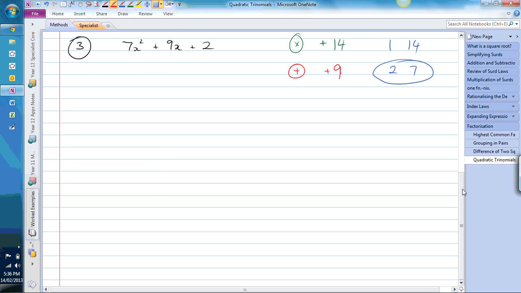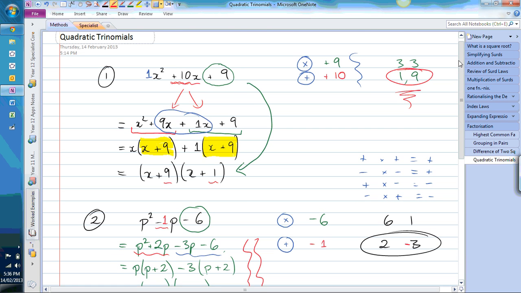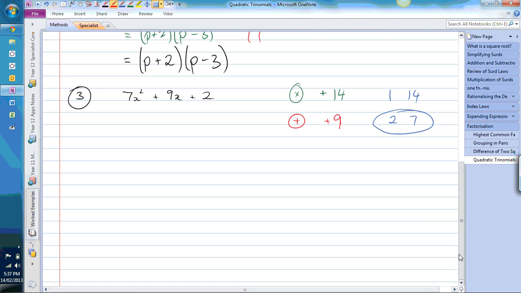And we're going to do the middle steps that we did up here. We're going to split that middle term into these two things that we've identified over here. So I'm going to split my 9x into a 2x and a 7x. And it actually doesn't matter what order we do the two in, it'll still work out.